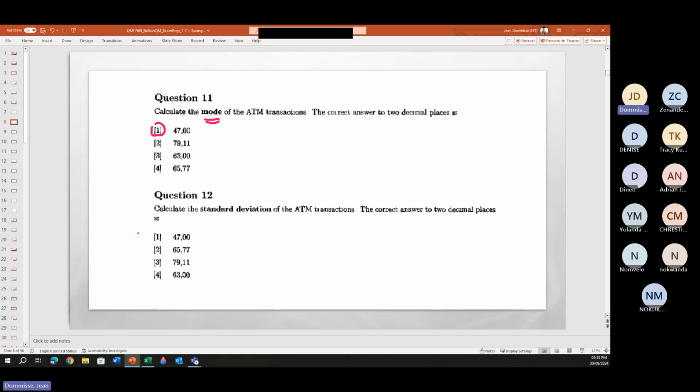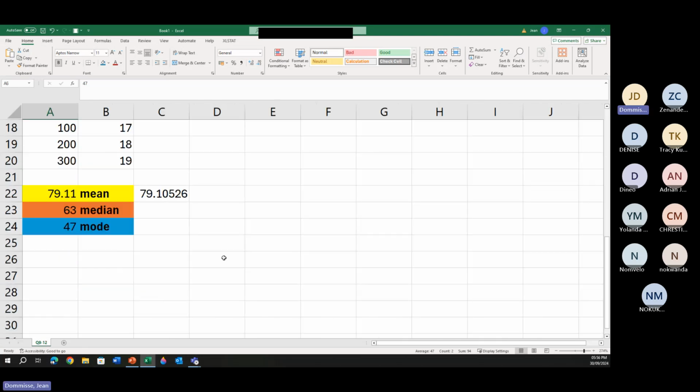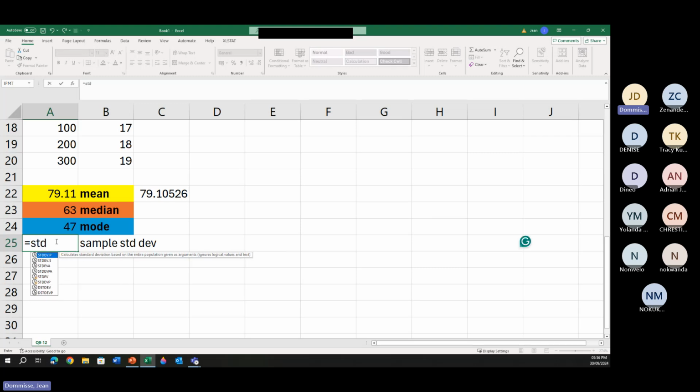Okay, so then the last one is to calculate the standard deviation. Again, we've got a definition that we can work with. We know we're working with a sample, so we're going to use sample standard deviation. So what I will do is to say standard deviation of a sample.